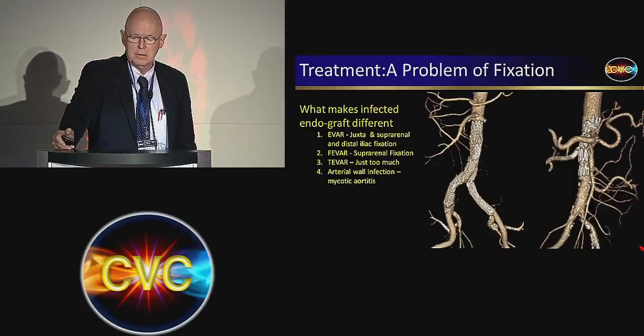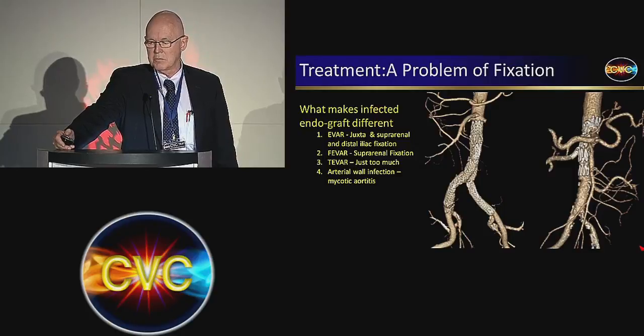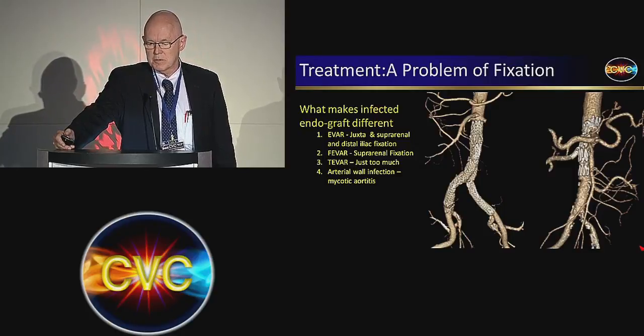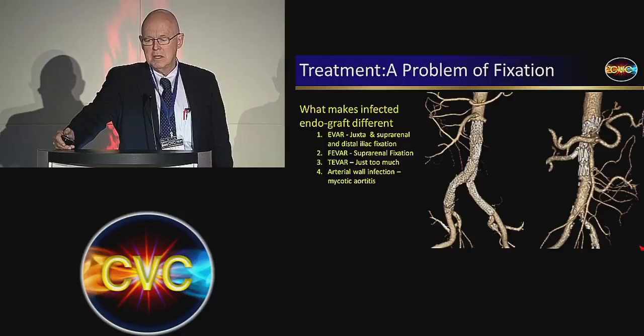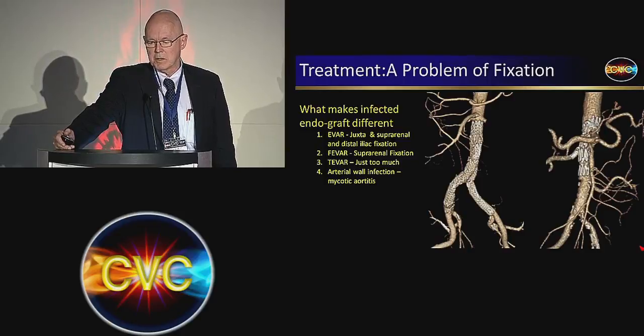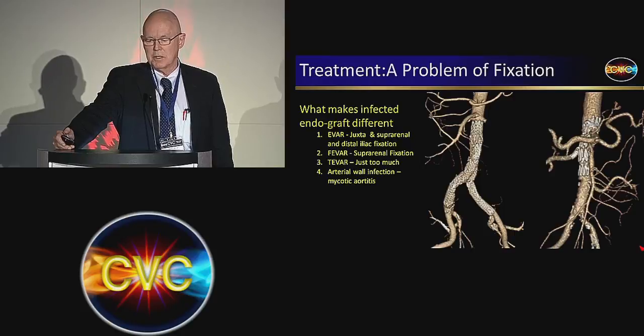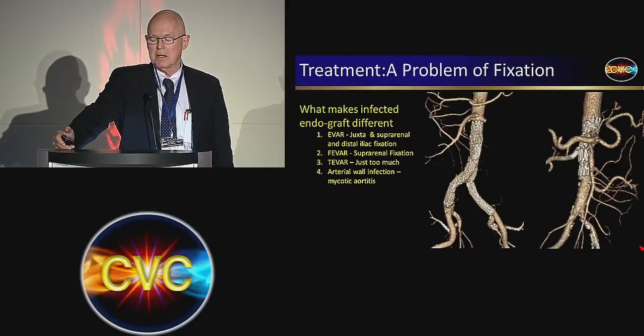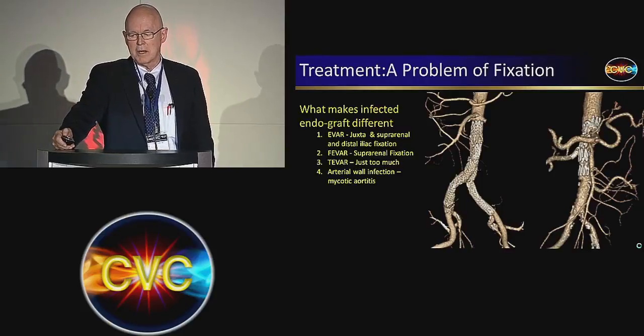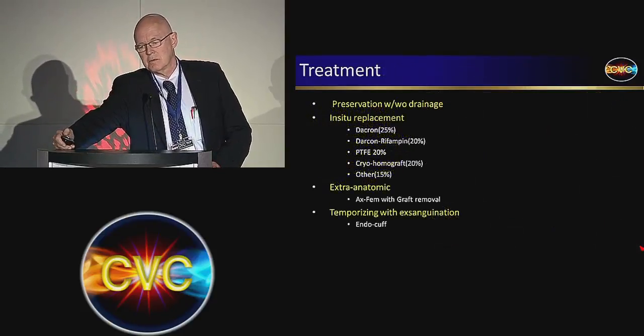The fenestrated grafts and branch grafts make it even more complicated because of their position. TVARs actually have a very miserable outcome in treatment when they're infected, and I'm not going to get into that. But what makes endovascular different is that the arterial wall is so involved with the graft. With an open repair, you sew end to end. With an endovascular repair, your graft becomes embedded in the wall, whether it's the iliac or the proximal aorta, and that leads to an arterial wall infection, or a mycotic arteritis, which makes it technically really different.